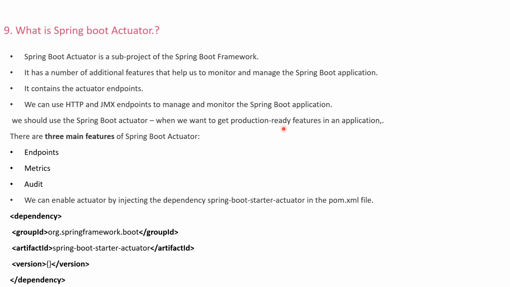So whenever, in an application, you want to make sure whether it is running or down, its health, and its status after deploying to production, then we can have this actuator dependency and its features. It provides three main features, which are endpoints, metrics, and audit. We can enable the actuator by injecting the dependency.